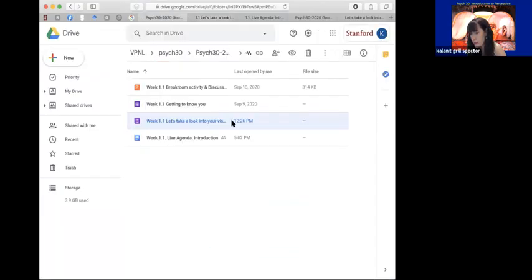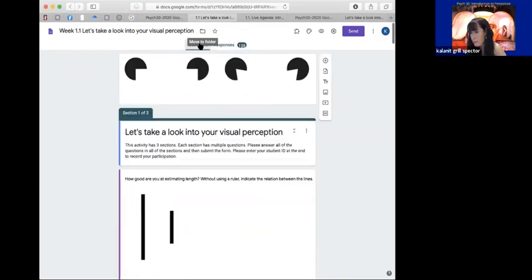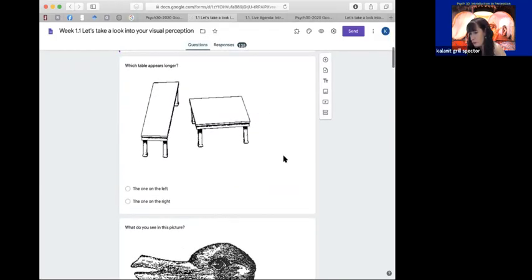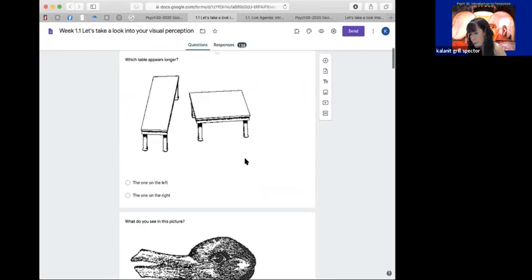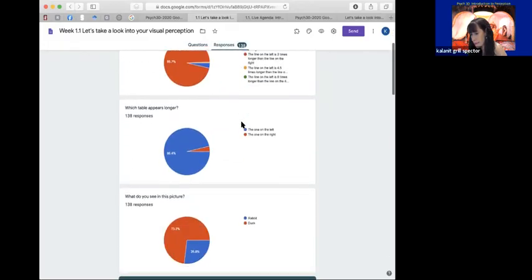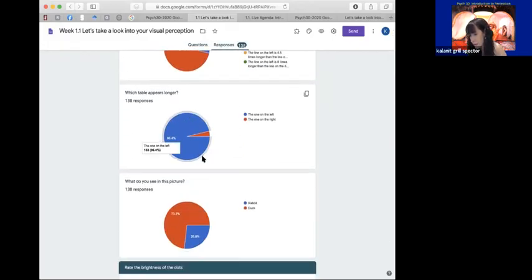The second question showed you this picture with 2 tables and asked you to report which of the tables appears longer, the one on the left or the one on the right. Here you can see again a pretty strong consensus in the class that most people perceive the table on the left to be longer than the table on the right. About 3.6% have the opposite perception.